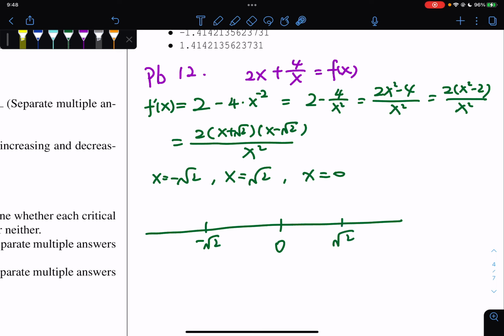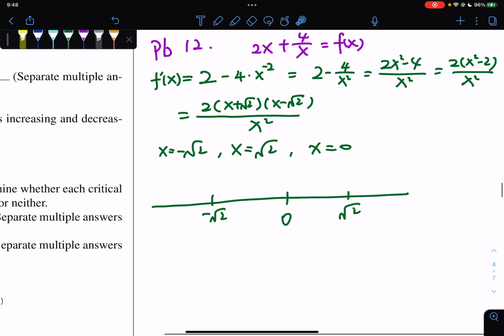Once I found those, I'm still trying to discuss increasing, decreasing, so I need to have the sign of the first derivative. Those are the points where my first derivative would be 0 or have a denominator being 0. All I need to do is to test values in those 4 intervals formed because of the 3 points. This is like negative 1.4. This is like positive 1.4. So I'm going to have negative 2, negative 1, positive 1, and positive 2 as my test values.